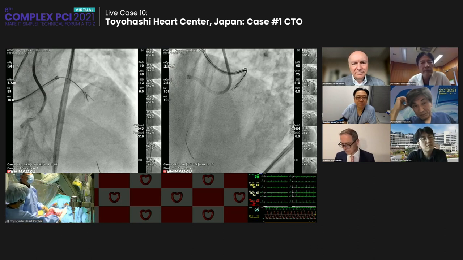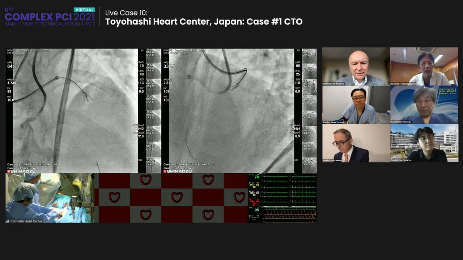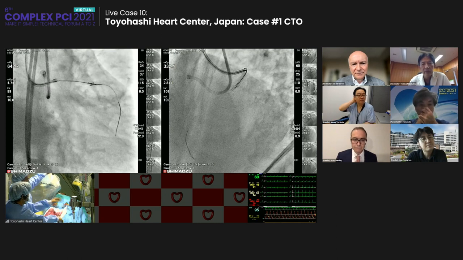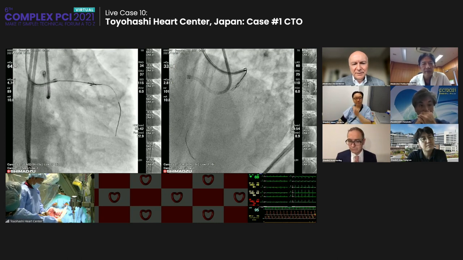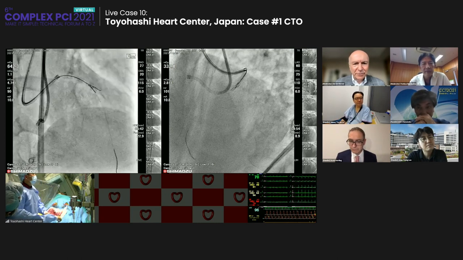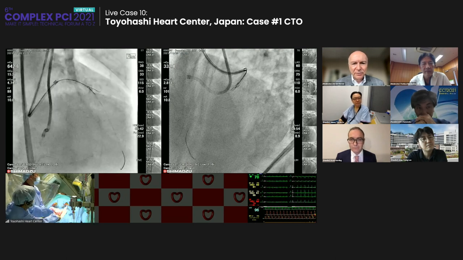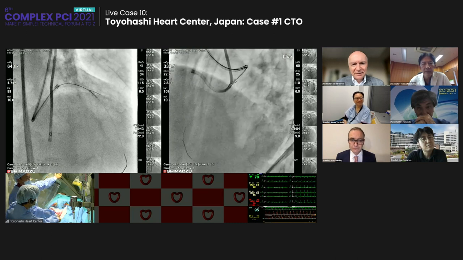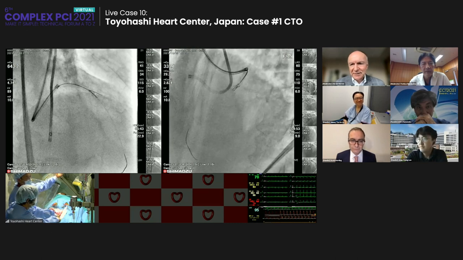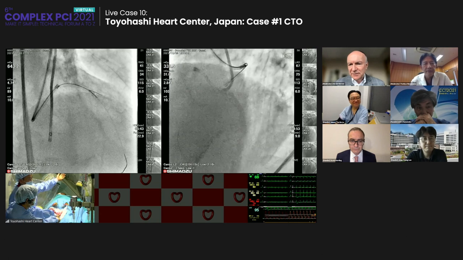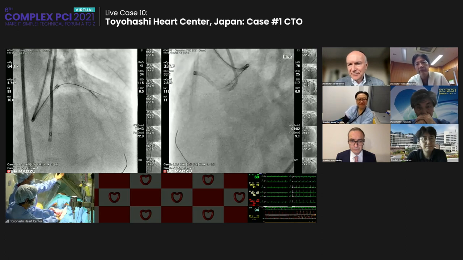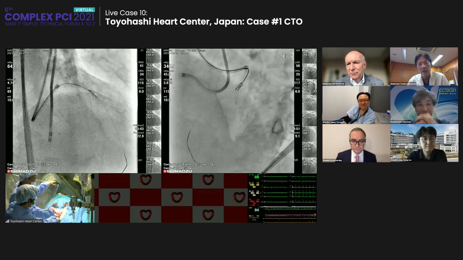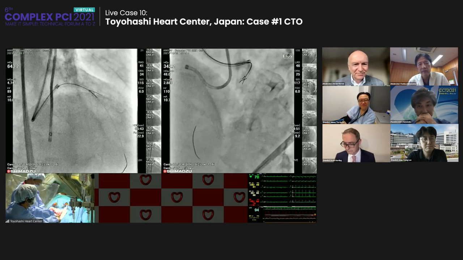Yeah. I personally also have the privilege to work with a biplane, which is perfect with RCA and circumflex. But in LAD, we are a little bit restricted, because we can't do the 90 degrees anymore. Okay.